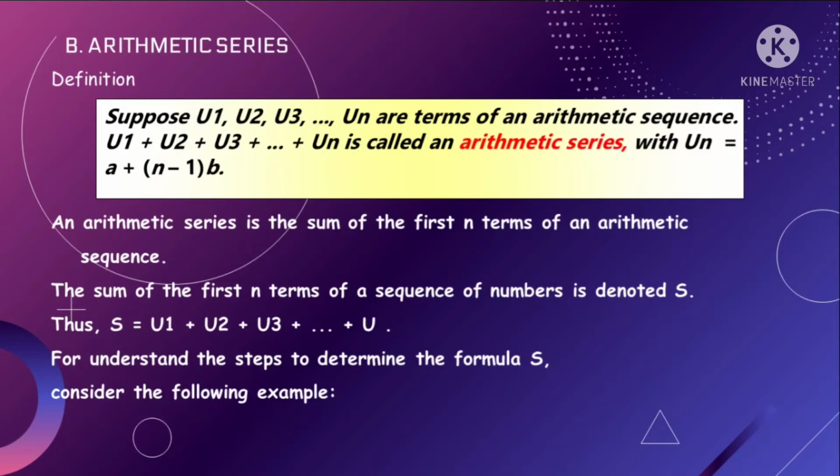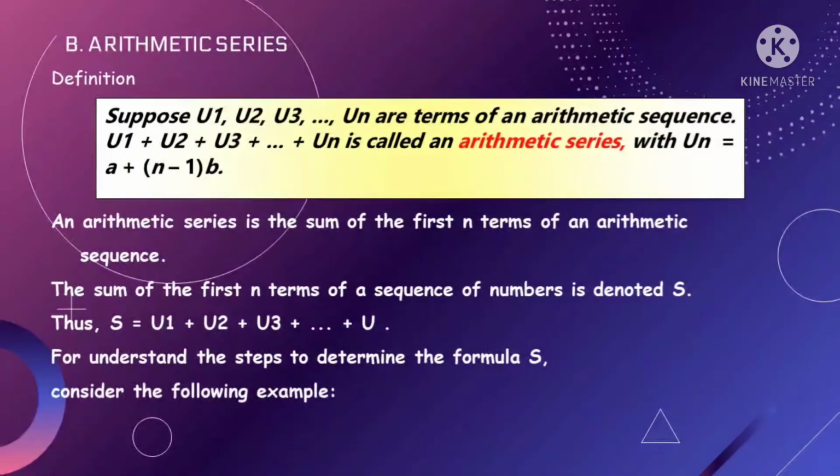The sum of the first n terms of a sequence of numbers is denoted as Sₙ. Thus, Sₙ equals u₁ plus u₂ plus u₃ plus until plus uₙ. To understand the steps to determine the formula Sₙ, consider the following example.